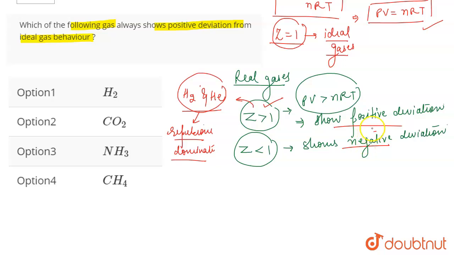So these two gases have always a fixed rule of having a positive deviation in general conditions. Hydrogen and helium show positive deviation from the ideal behavior, whereas other gases generally show negative deviation, but they can show positive deviation also in given conditions. But we are not provided with any conditions. We know the general case, which is for hydrogen and helium. So the gas that is going to show positive deviation is going to be H2, and option 1 is going to be the correct answer for the question.